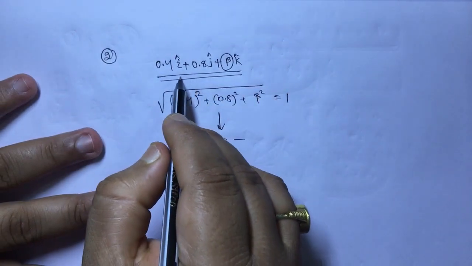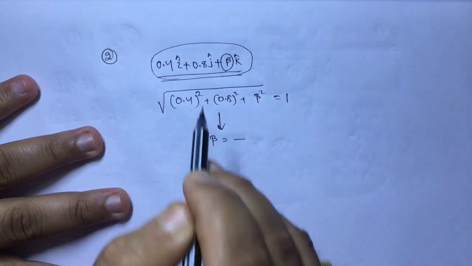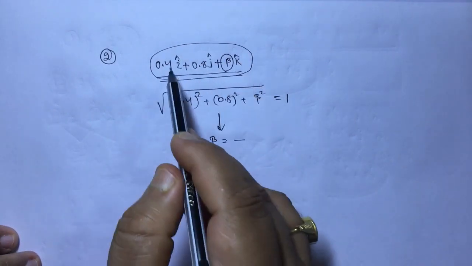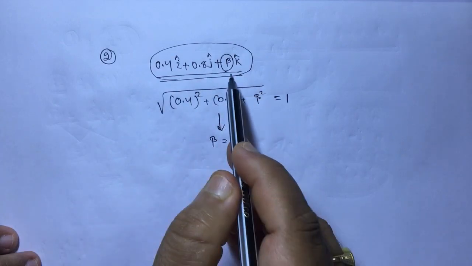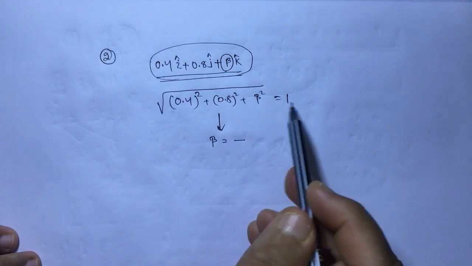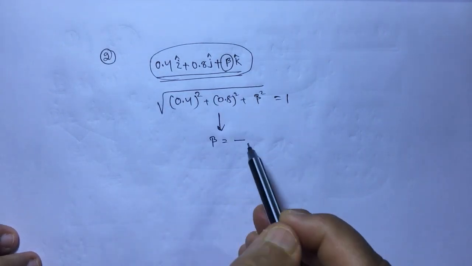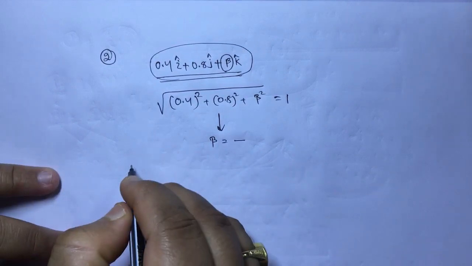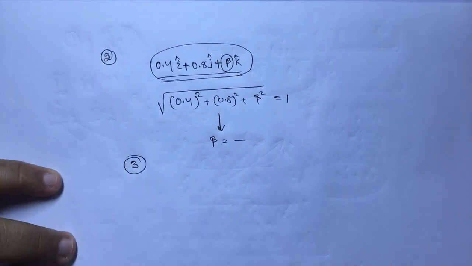Remember what I have used here: since it is given as a unit vector, its magnitude must be 1. And how to find its magnitude? The square root of x square plus y square plus z square is equal to 1. Now, square on both sides and do the calculations to find the answer beta. Very easy question, you can do it. Okay. Now, let us come to the next question.